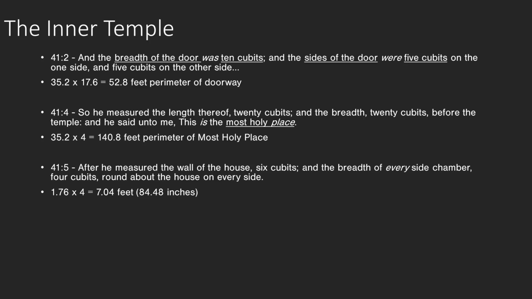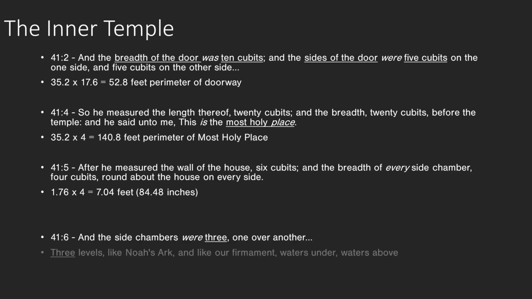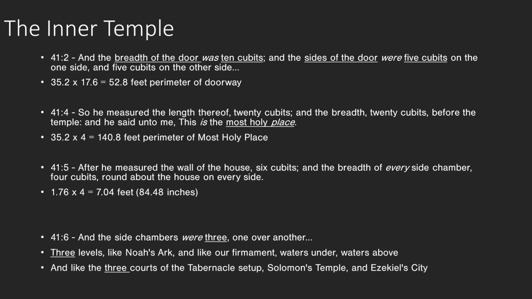Like I said, these measures that Ezekiel uses don't come up anywhere else in the Bible, but they are a missing link between the old Hebrew measures and our modern imperial measures, and we can use them to complete the translation of Ezekiel's measures. And the side chambers were three, one over another, just like Solomon's temple, 3 levels of Noah's Ark, and the court within a court setup of the tabernacle.